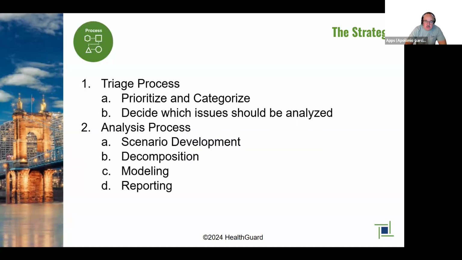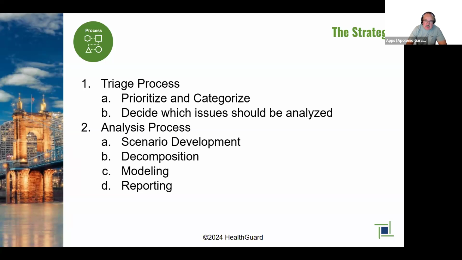The next leg of the stool is the triage process, or the process, and it has two parts from this perspective: triage and analysis. As we know, you have lots of risks coming in the door. For a risk team, there are lots of issues that come from audits and assessments and pen tests and all the various sources of risk information. And so the triage process is simply allowing us to quickly and efficiently prioritize and categorize the risk. Ultimately, what we're trying to do there is decide which issues warrant analysis, and also which issues should be addressed first, right? Because not all issues are created equal.